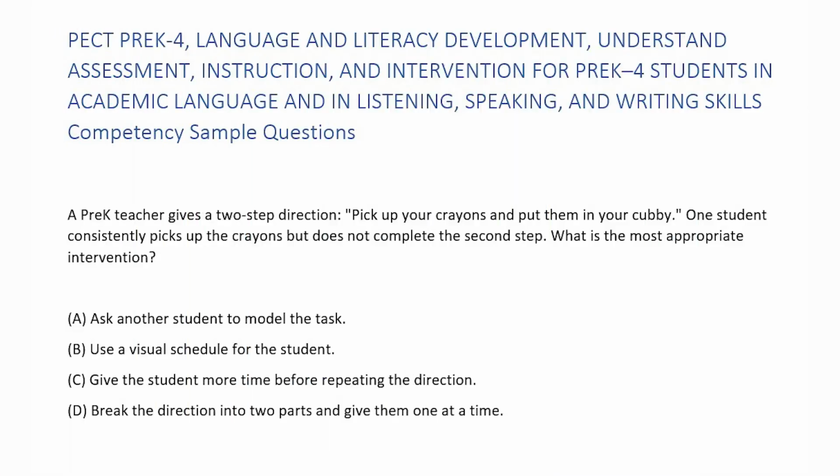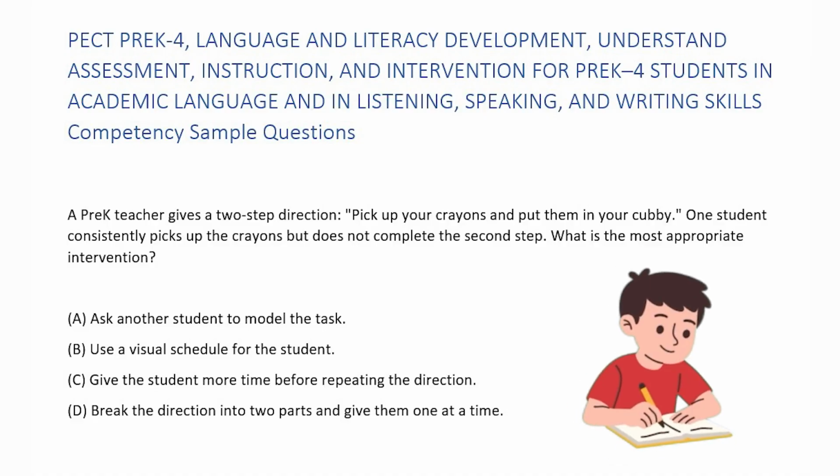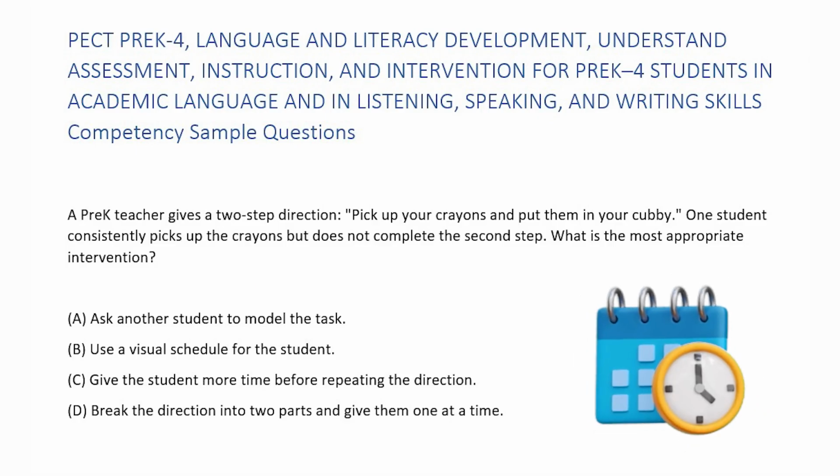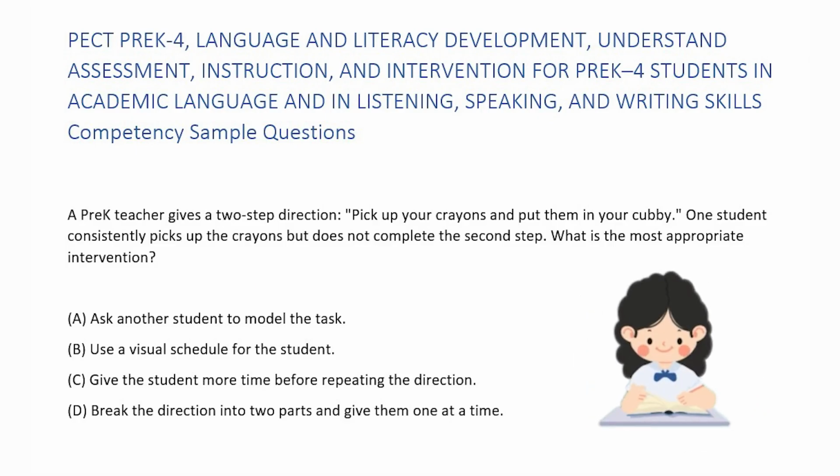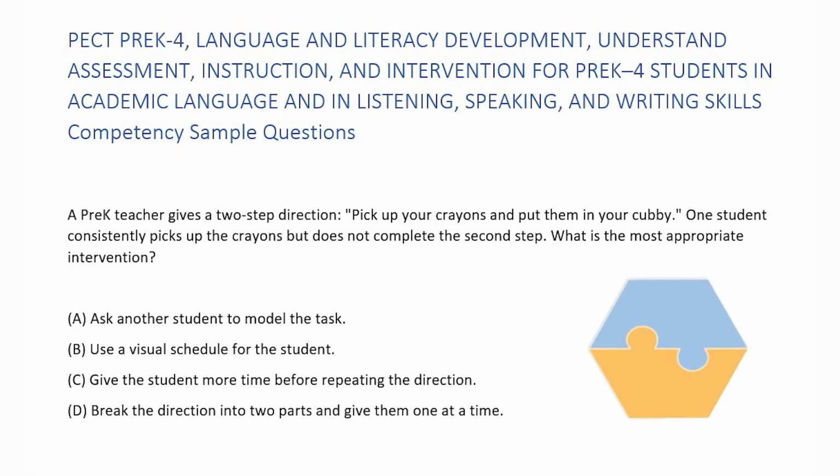Moving on. A pre-K teacher gives a two-step direction. Pick up your crayons and put them in your cubby. One student consistently picks up the crayons but does not complete the second step. Which is the most appropriate intervention? A, ask another student to model the task. B, use a visual schedule for the student. C, give the student more time before repeating the direction. Or D, break the direction into two parts and give them one at a time.